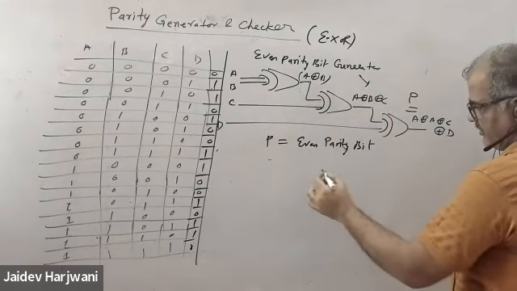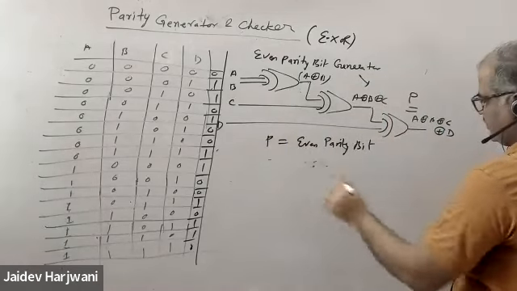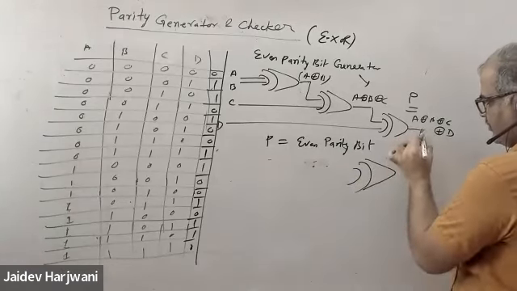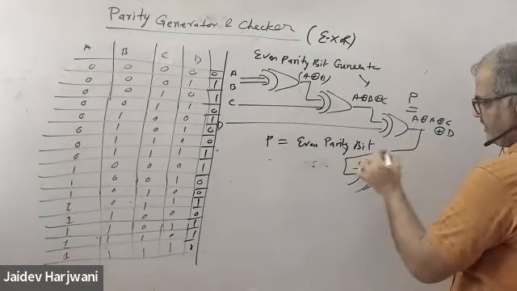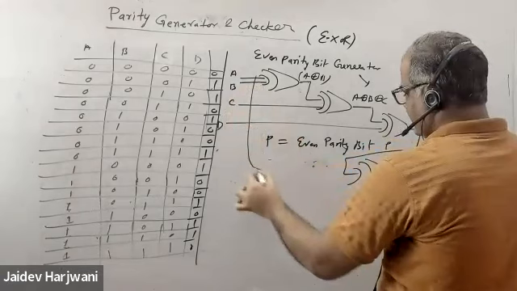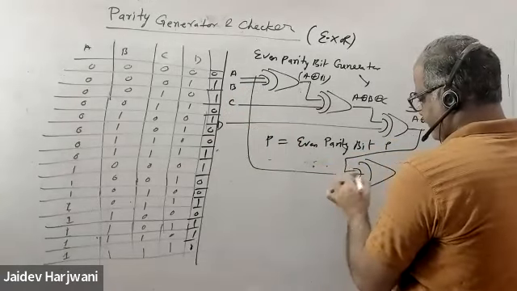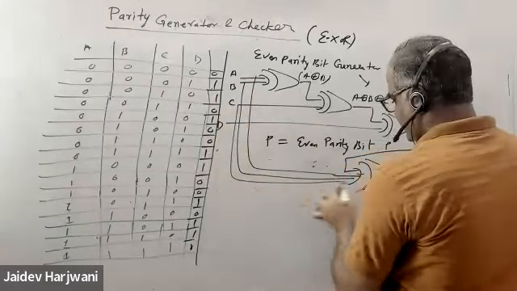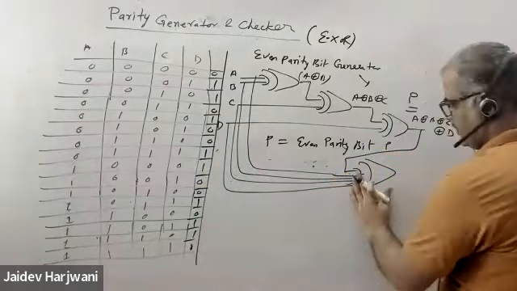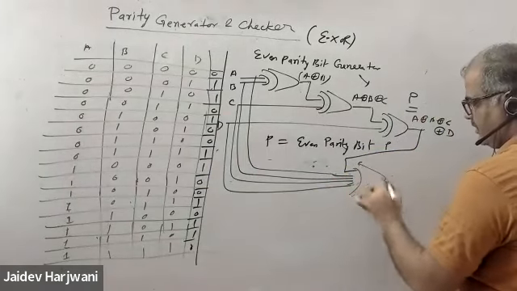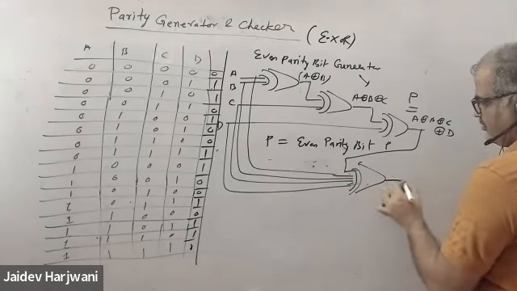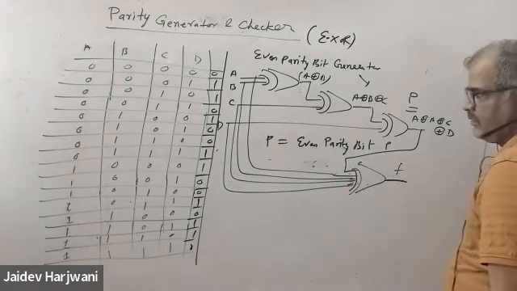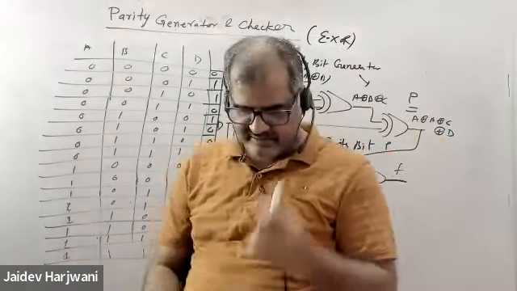Now I want to check, the even parity checker. So I'll take this output P, it is coming here, and all A, B, C, and D I will put here in another XOR gate. So what will the output tell me?